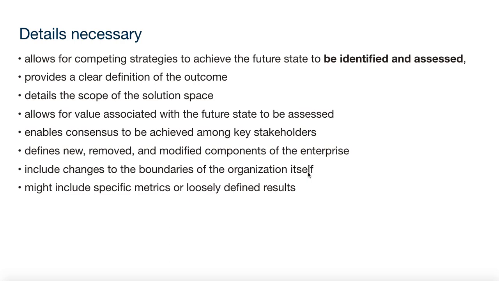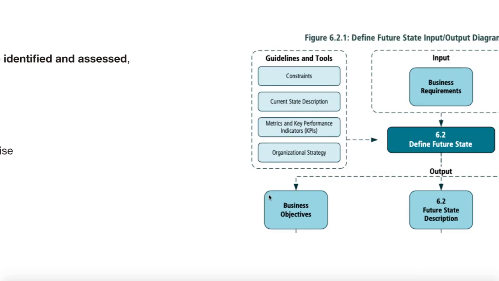And it also might include specific metrics or loosely defined results. So why do we want to have these loosely defined results or metrics? Because when we have certain metrics, we'll be able to do a quantitative comparison between the existing performance or metrics versus the proposed one, so that we know how far we have provided value to the organization. Okay, so keep in mind to include all these details when you define the future state.